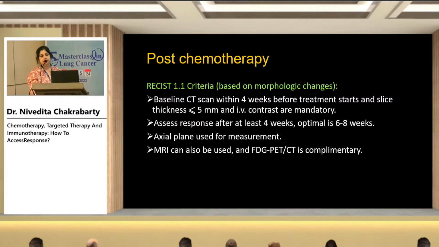Response should be assessed after at least 4 weeks and optimally 6 to 8 weeks. Axial plane should be used for measurement, and MRI can be used, but FDG PET CT is complementary. If there is any discrepancy between the PET CT and CT scan, then you'll have to fall back on the CT scan.